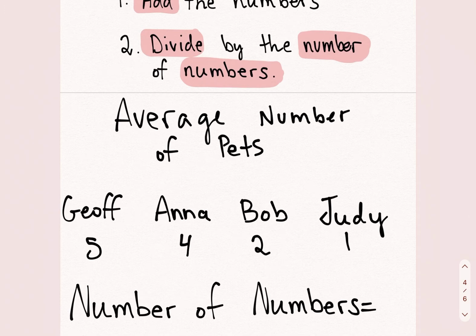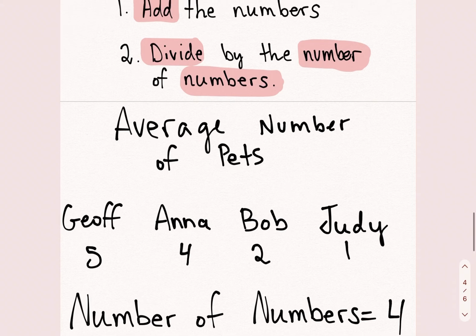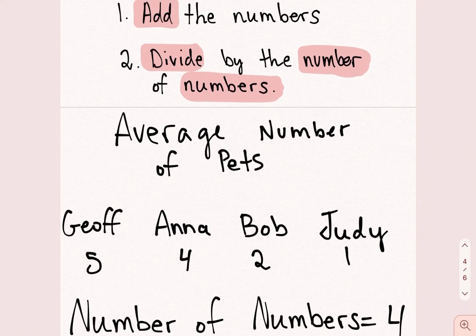Now, before you do, though, maybe it'll be helpful to just define one thing. What is the number of numbers? So how many numbers are there? What that means is take a look at this series of numbers and just count. 1, 2, 3, 4. The number of numbers is 4. That's how many numbers there are. There's a 5 and a 4 and a 2 and a 1. There's 4 numbers altogether. So if I'm following these steps, first I'll add the numbers together, and then I'll divide that number by 4. Go ahead and try that on your own. Unpause when you're done, and you can see how I solve this problem.